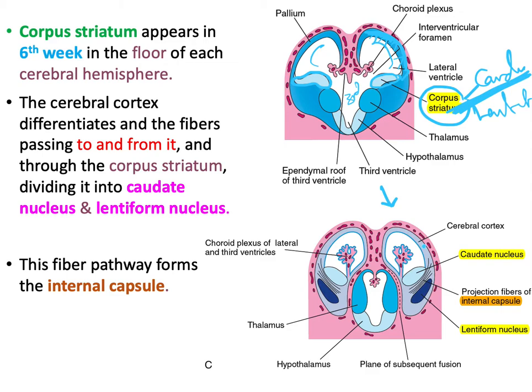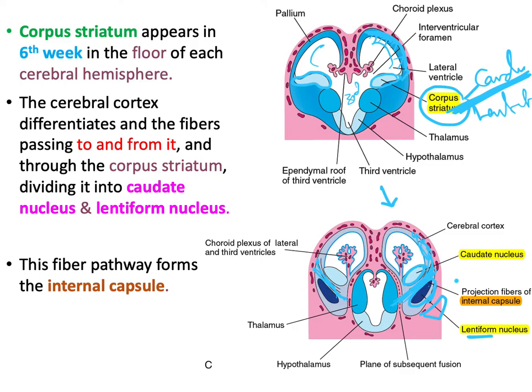We mentioned that the cell bodies in the cerebral cortex start to grow, and they have axons. Their axons will create pathways that go toward the other structures and the spinal cord and so forth. So these axons create a fiber pathway called the internal capsule, that divides the corpus striatum into the caudate nucleus medially and the lentiform nucleus laterally, which is lens-shaped. That's why I call it lentiform nucleus.